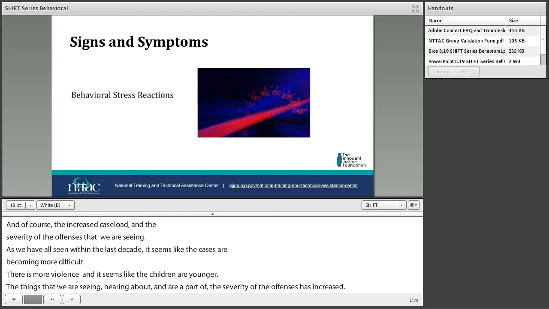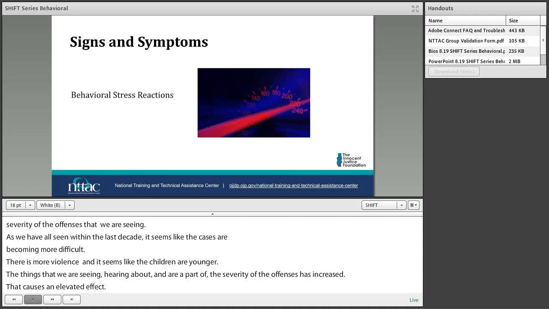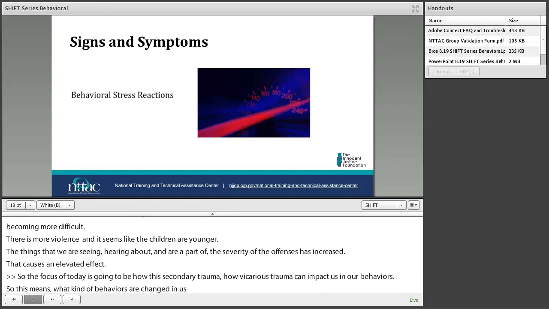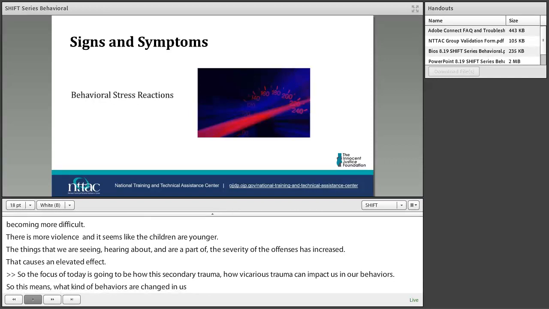So the focus of today is going to be how this secondary trauma, how vicarious trauma can impact us in our behaviors. This means what kind of behaviors are changed in us related to our stress. How do we act differently? How do we behave differently when we're stressed as opposed to when we're feeling calm and relaxed?